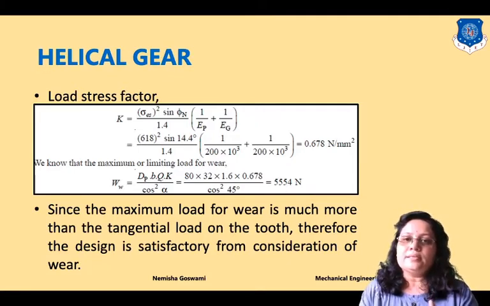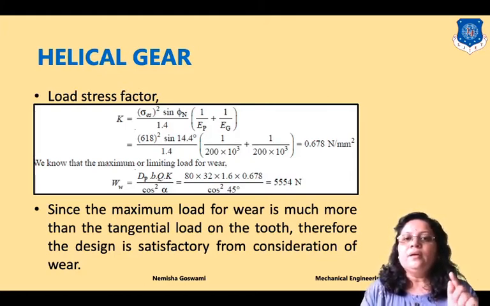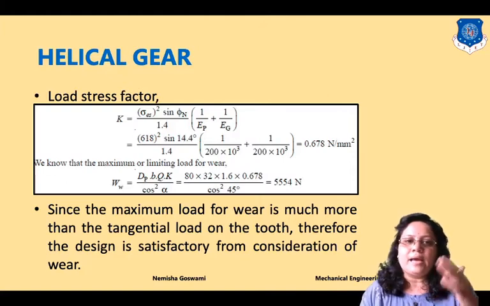So K is equal to sigma es whole square multiplied by sine of phi n divided by 1.4 multiplied by 1 upon EP plus 1 upon EG. So what is E? E is equal to Young's modulus of elasticity. For cast steel material, its value is 200 kilonewton per mm square. So you can put this value and you will get the load stress factor. Now, what is the next step? We have found all parameters one by one.